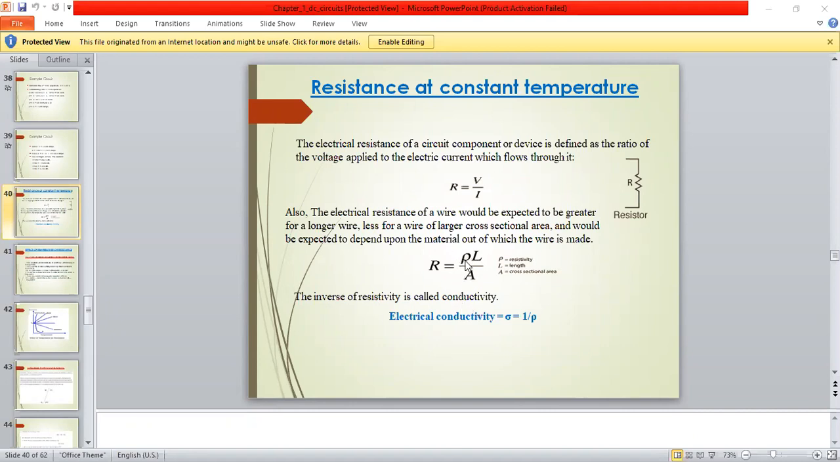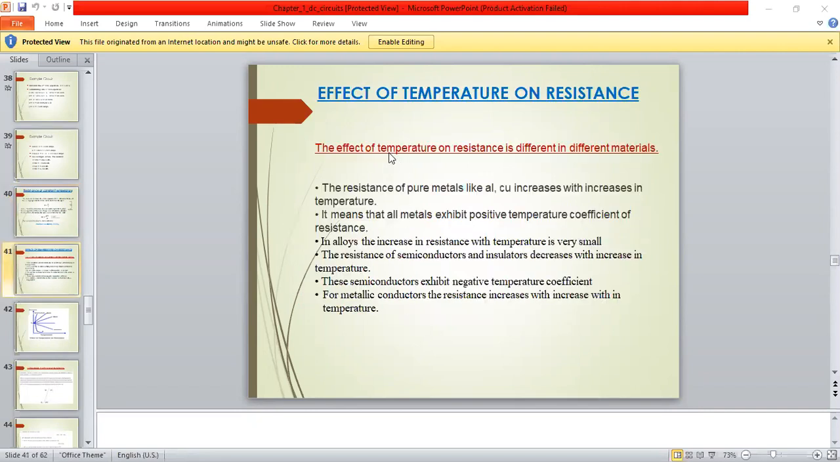Yes, the units for resistivity, we have already seen that it is ohm meters. And this is electrical conductivity. The symbol is sigma, that is equal to 1 upon rho. Okay. Now the effect of temperature on resistance. The next topic is variation of resistance with temperature. How the resistance varies with temperature for different types of materials.